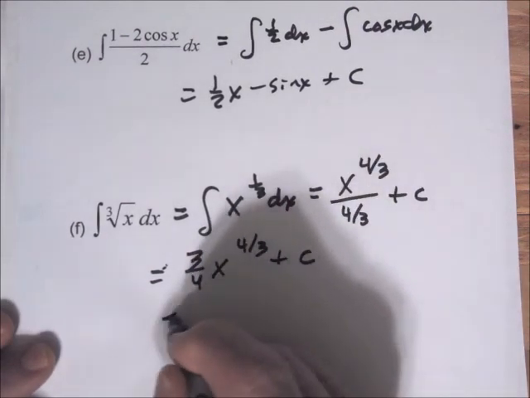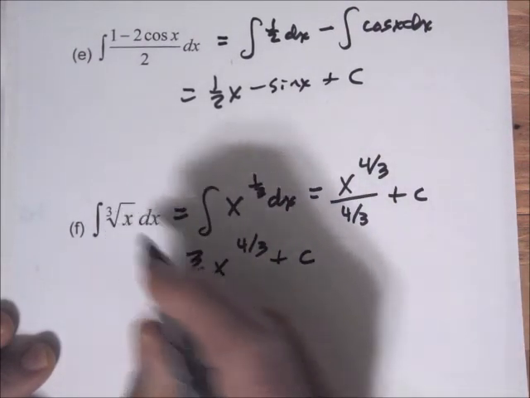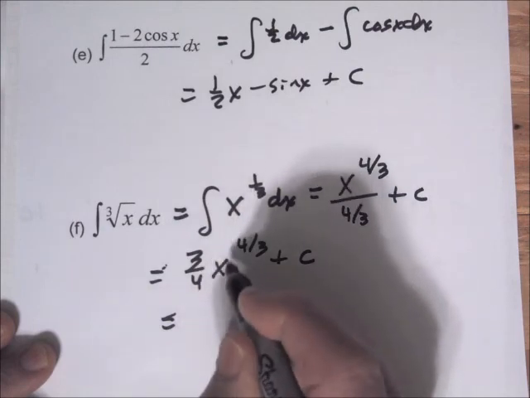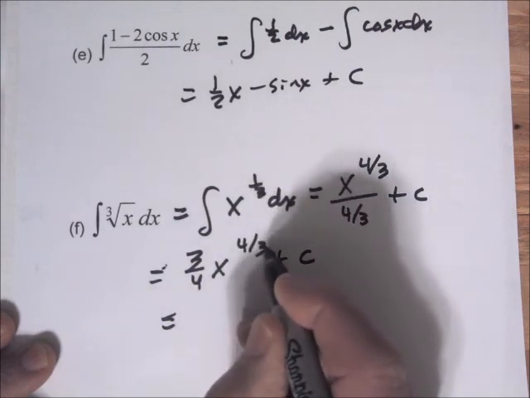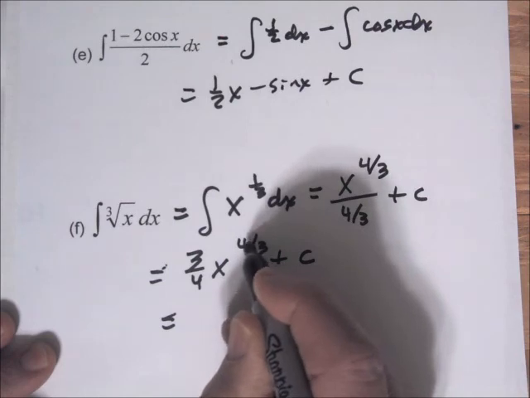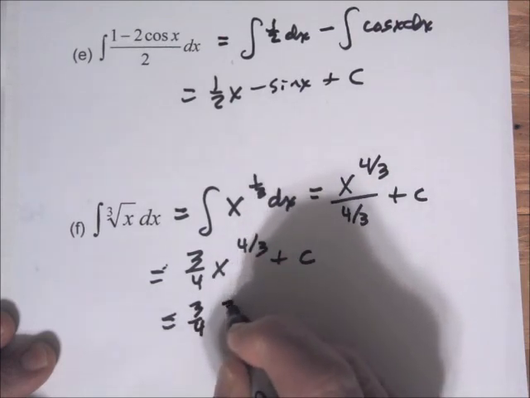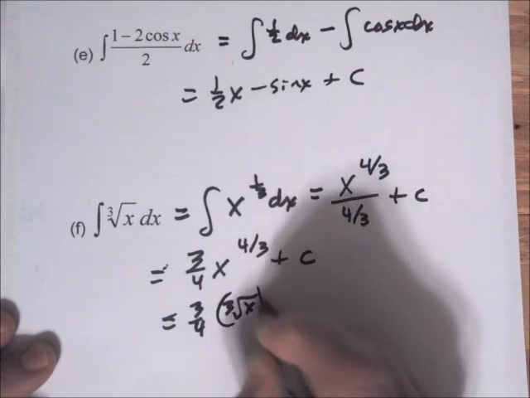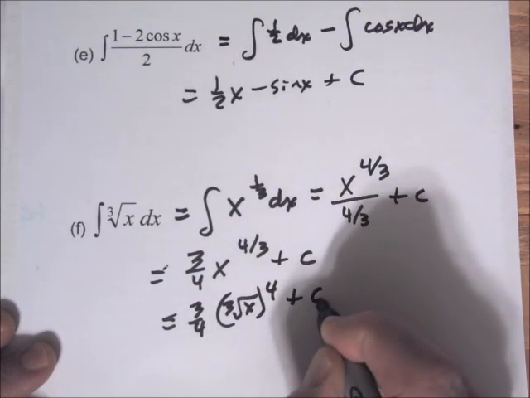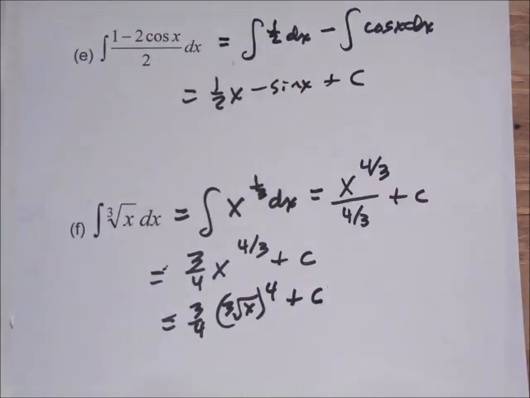We could also express this back in radical form. It was originally in radical form. For fractional exponents, the denominator is the root, and the numerator is a regular exponent. So it's the third root of x to the 4th power plus a constant. And that concludes this presentation.